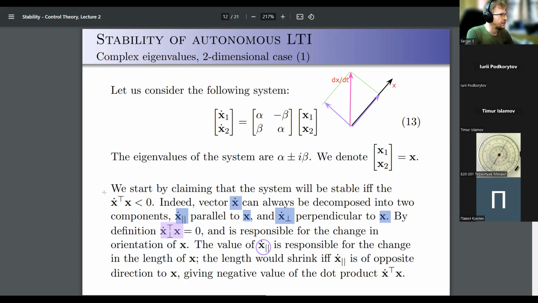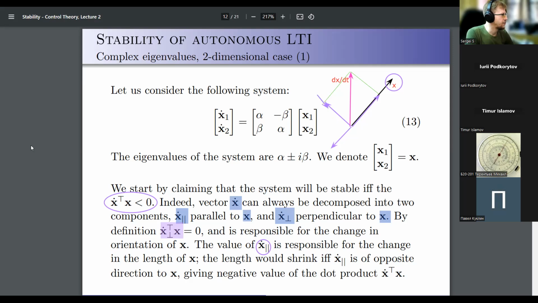Now, if we know that this product is negative, it means that the length of x would actually shrink, because this vector actually points in this direction, right? So the length of x will shrink. We don't know anything about this component.